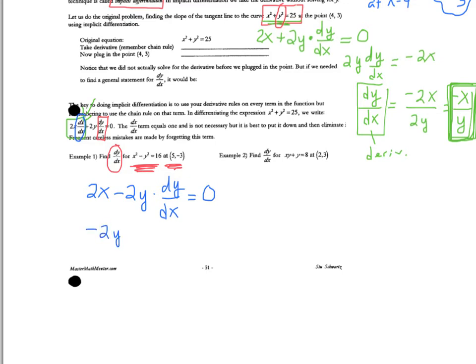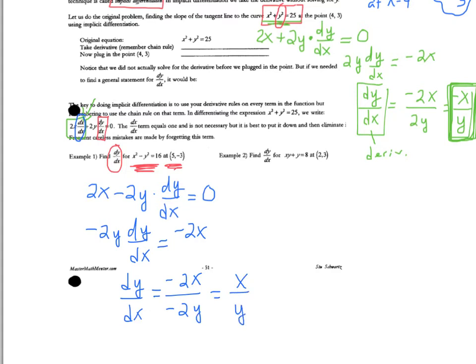Negative 2y dy/dx is equal to negative 2x, just like the last problem. Except this time, you divide over your negative 2y, and you're going to get positive x over y. Now this is what our derivative is equal to. But if we want to find the derivative at the point (5, -3), I need to plug in.